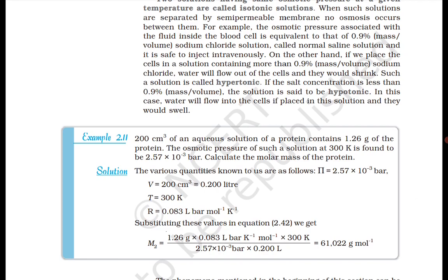Such a solution is called hypertonic. If the solution salt concentration is less than 0.9% mass by volume, the solution is said to be hypotonic. In this case, water will flow into the cell if placed in this solution and they would swell. Example 2.11 is given in your book. Please read.